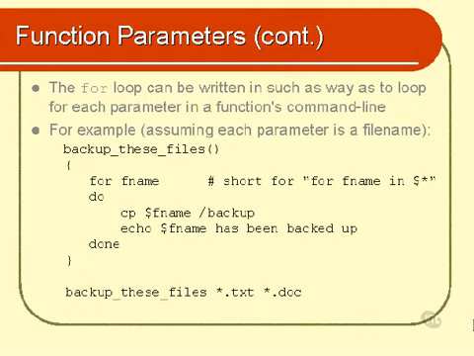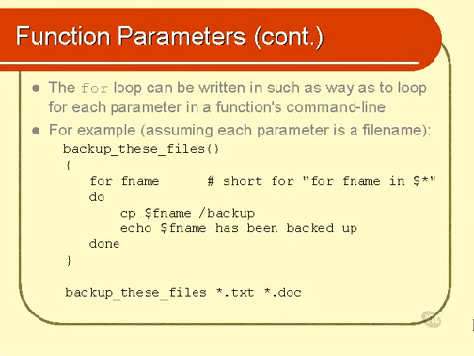Let's say there were 5 files in that directory that ended in .txt, and let's say 6 that ended in .doc. Then backup_these_files, the function would actually receive 11 parameters, because the shell would process that command line first. The backup_these_files *.txt *.doc command line would be processed by the shell first, which would do all the wildcard expansion, and so you would end up with 11 parameters to backup_these_files.